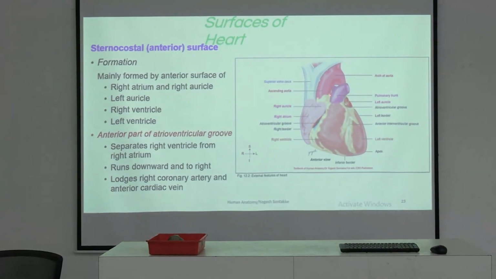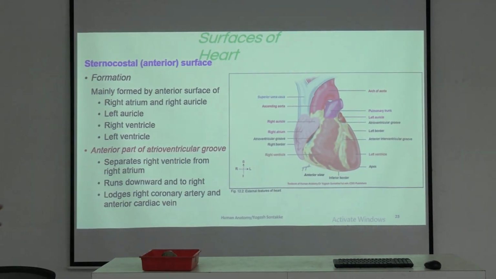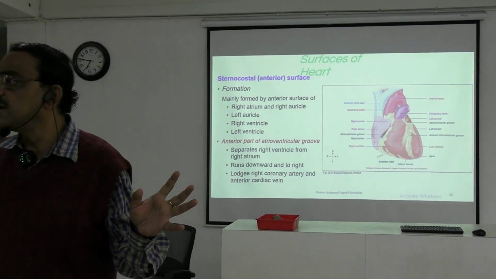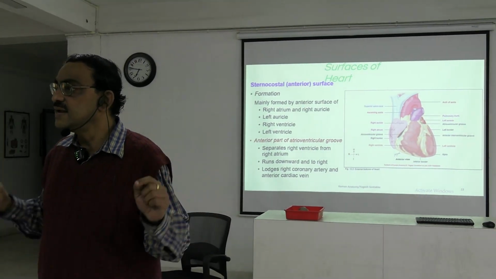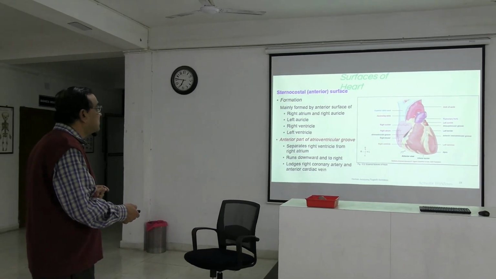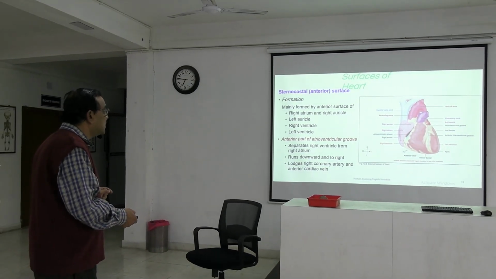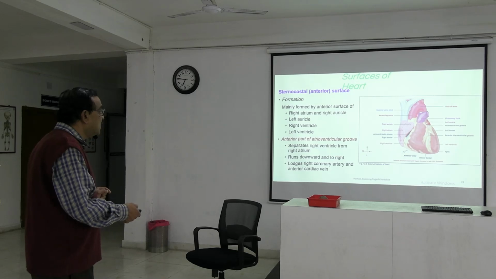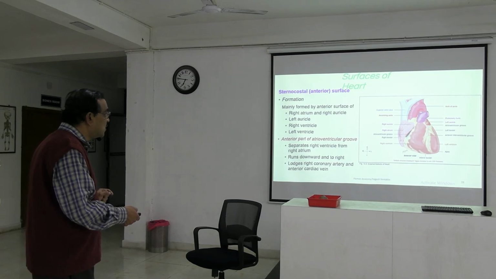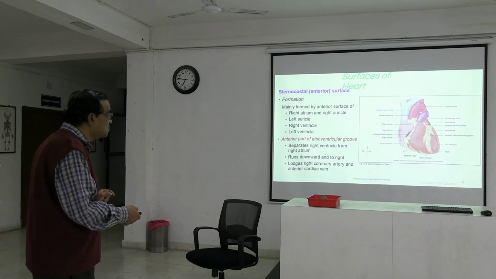Now, actually there are two coronary arteries arising from the ascending aorta. This is the ascending aorta. From here, one coronary artery arises and passes through this groove, and another artery, which is called the left coronary artery, arises, which ultimately divides into two branches.